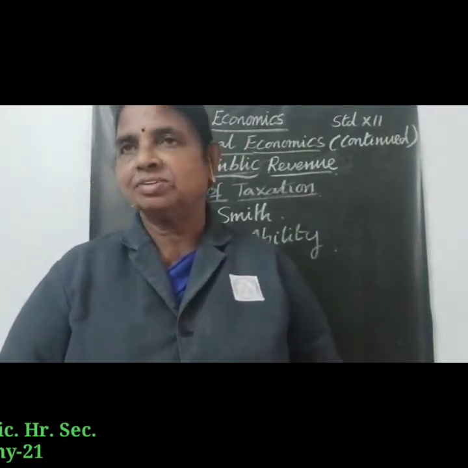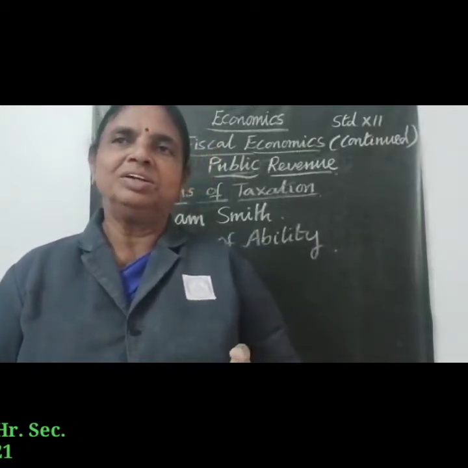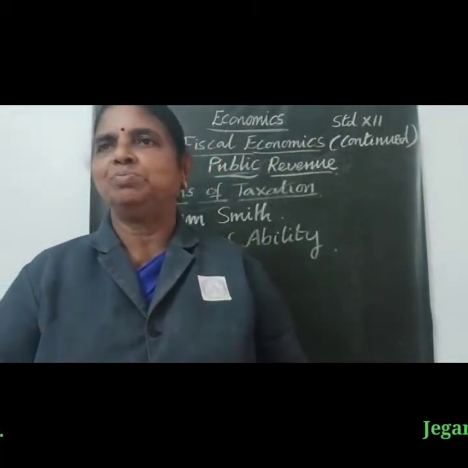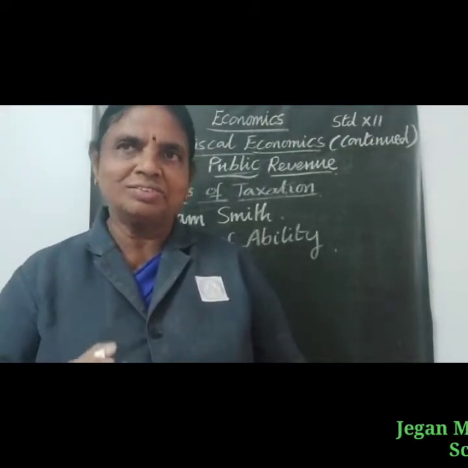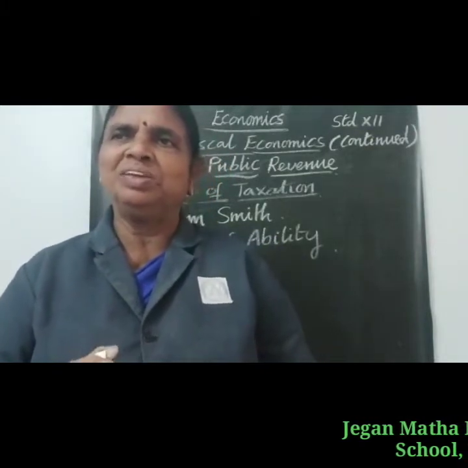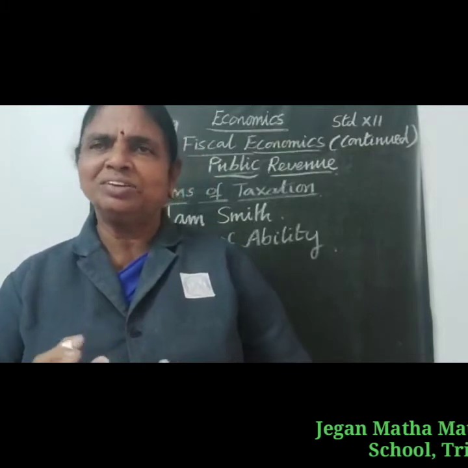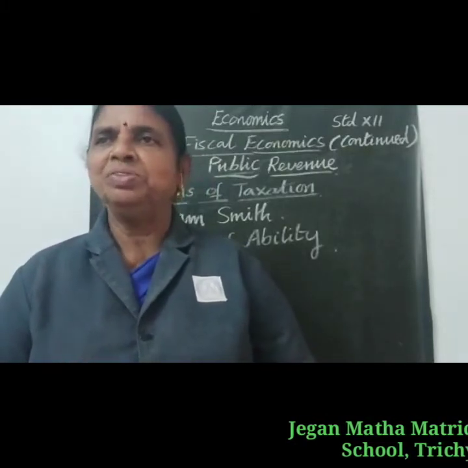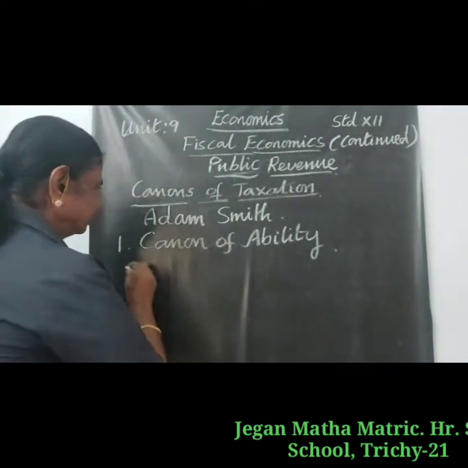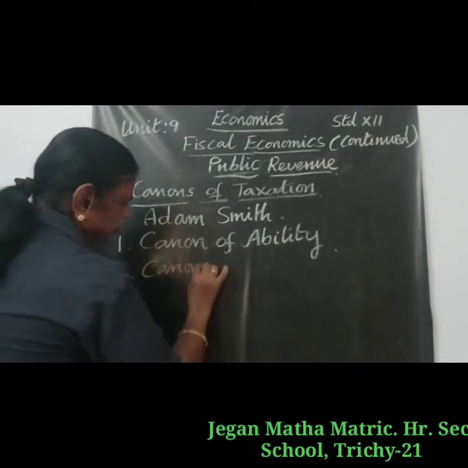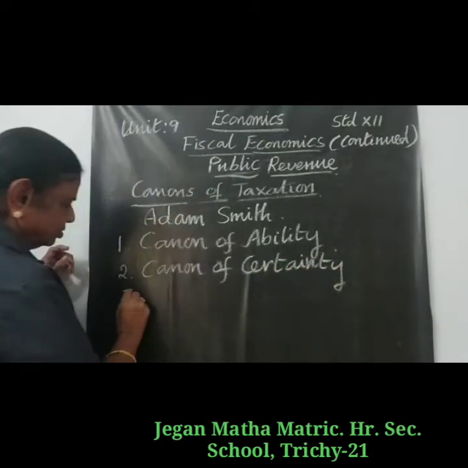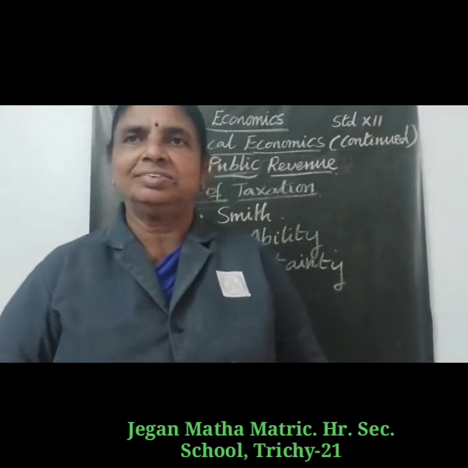Secondly, canon of certainty. The government should ensure that there is no uncertainty regarding the rate of tax or the time of payment. If the government collects taxes arbitrarily, then it will adversely affect the efficiency of the people and their working ability too.